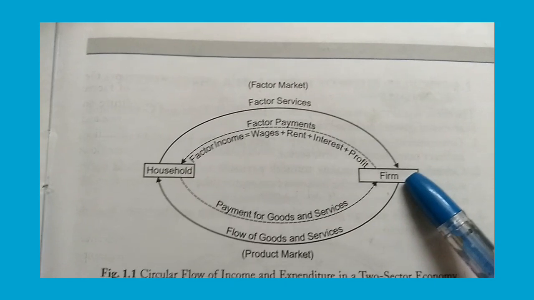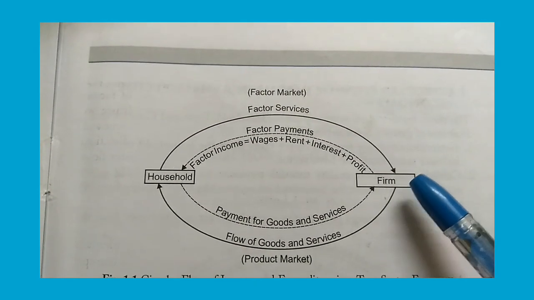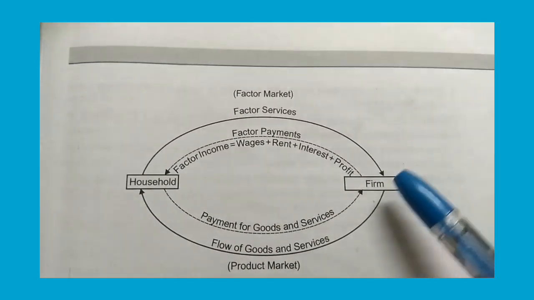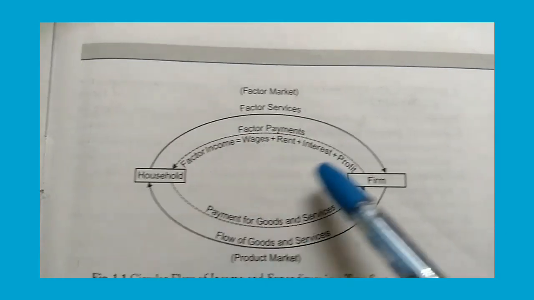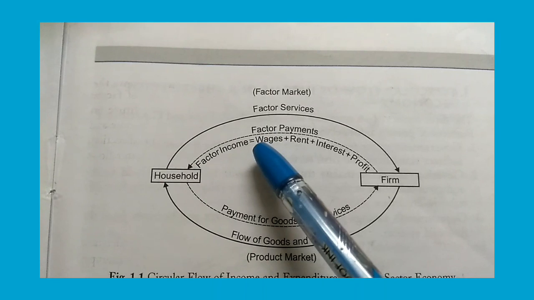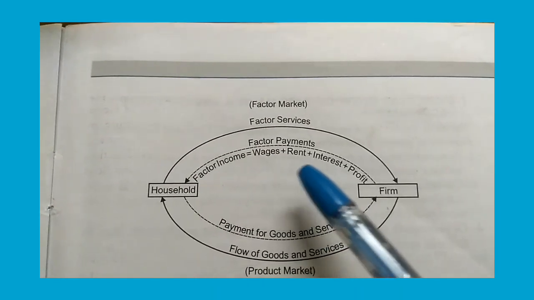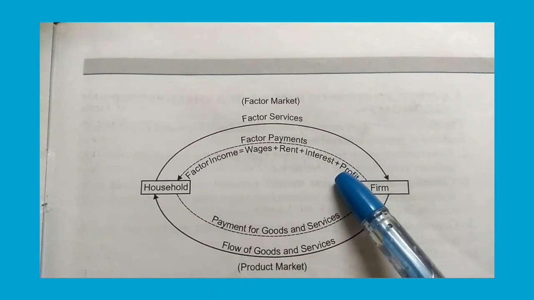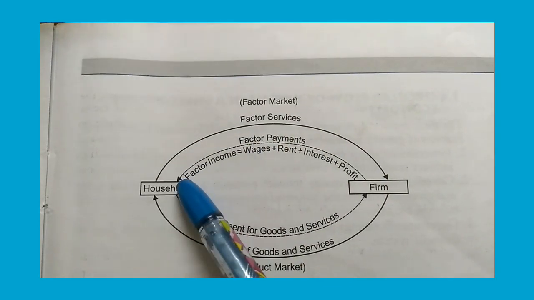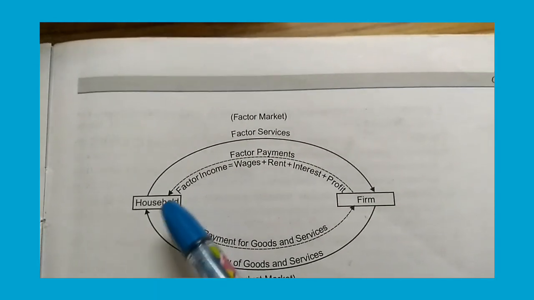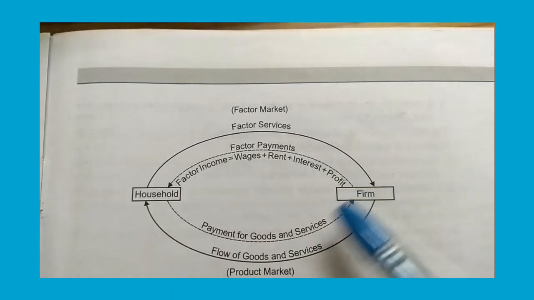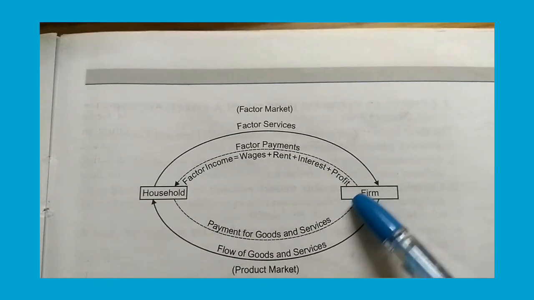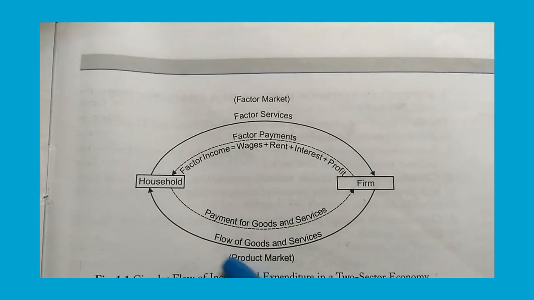The firm is using this land, labor, capital, organization and producing goods and services. For that, the firm is giving payments to the factors. The labor is getting wage, land is getting rent, capital is getting interest, organization is getting the profit. Now the household earns the money. After that, the household gives this money to the firm as payment for goods and services. The firm gives the flow of goods and services.